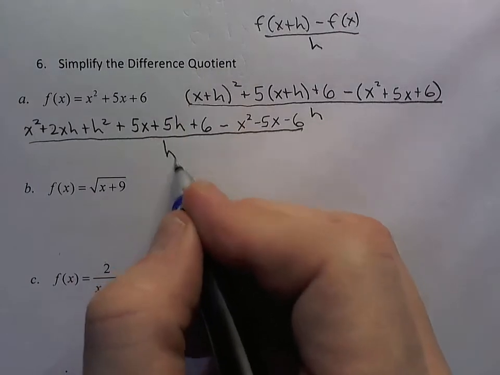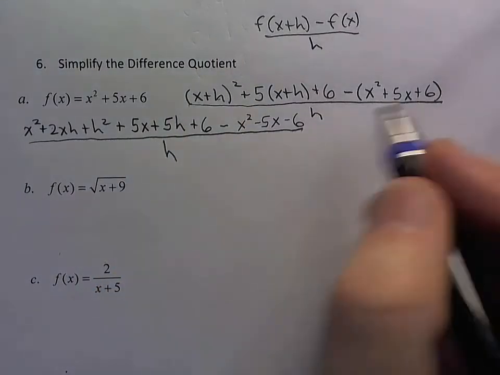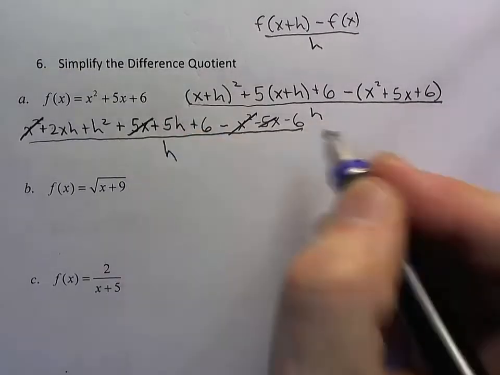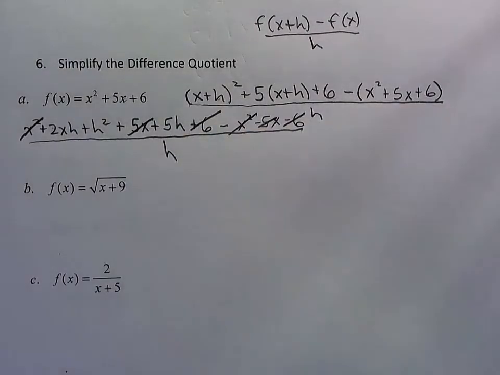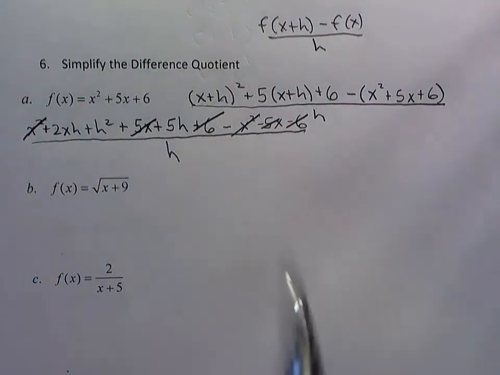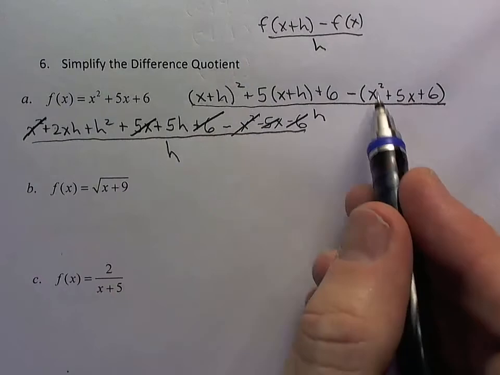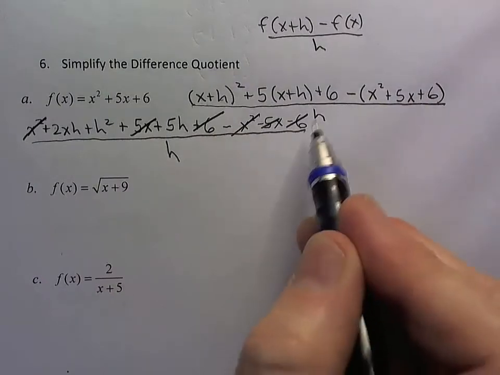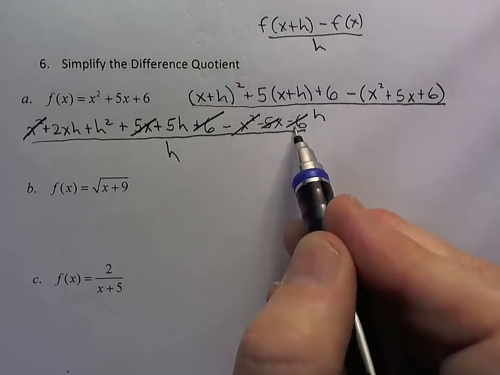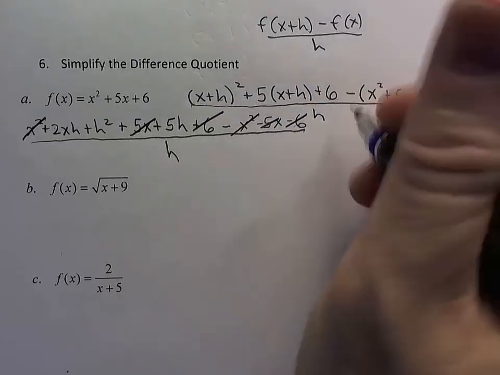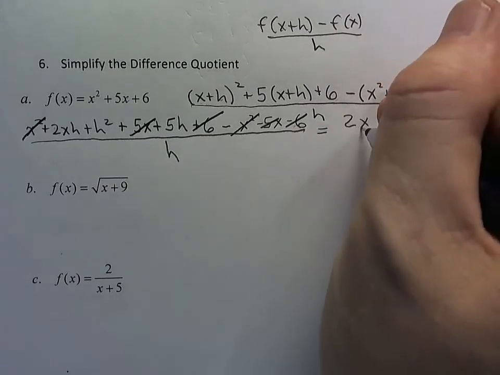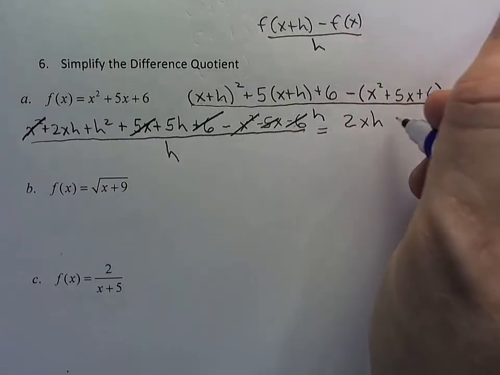All over h. And what happens after you do this is things start to cancel out. See? That's cool. And that has to happen. If that doesn't happen when you have a problem like this, probably you just made a sign error somewhere. Like, for example, if you forgot to change this positive 6 to a negative 6, it wouldn't cancel out. So you know at that point, I've done something wrong. I need to go back and check my work.